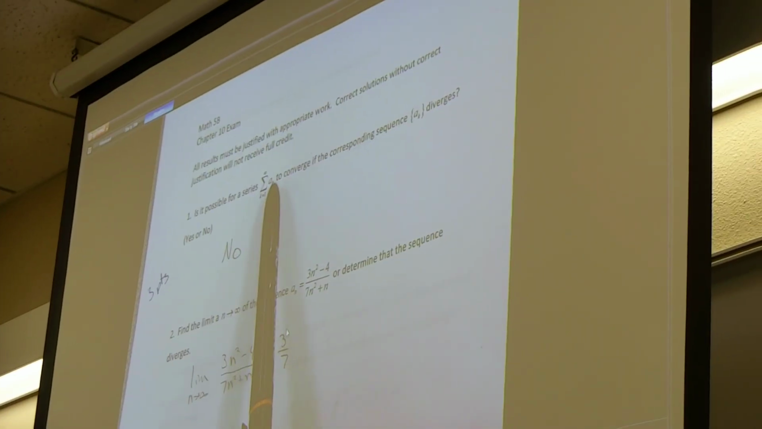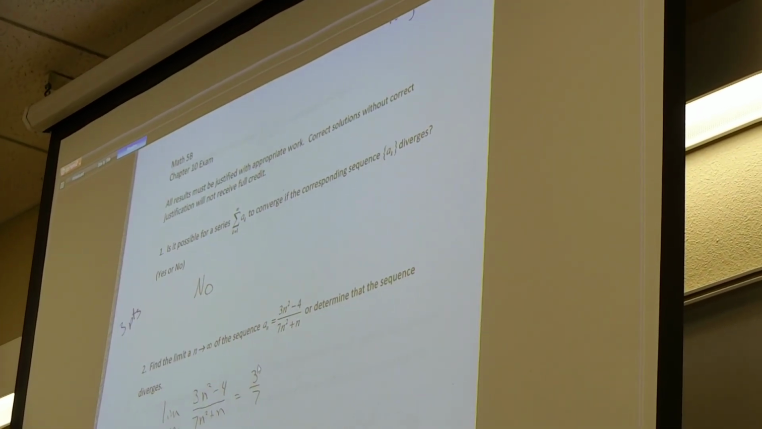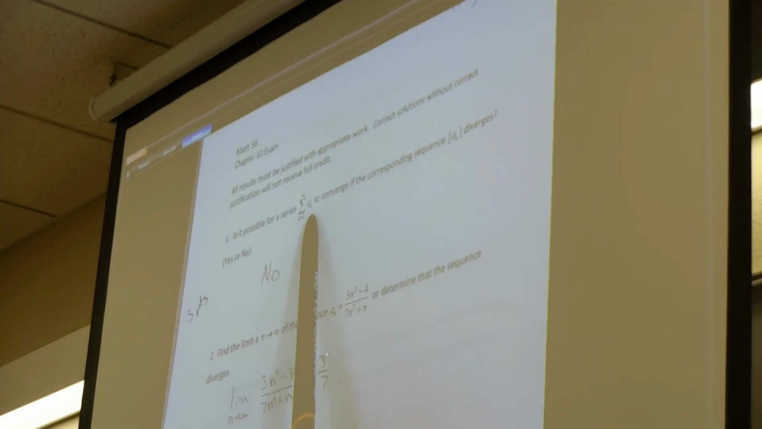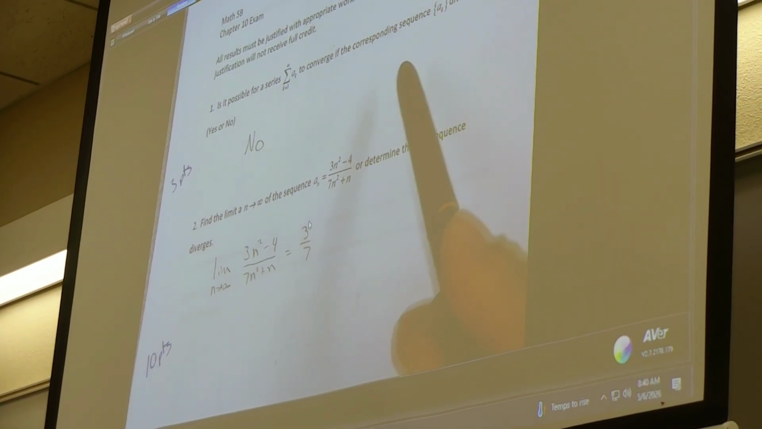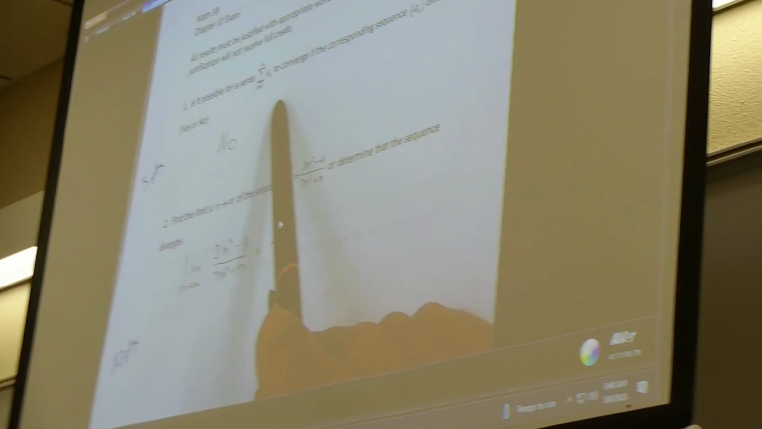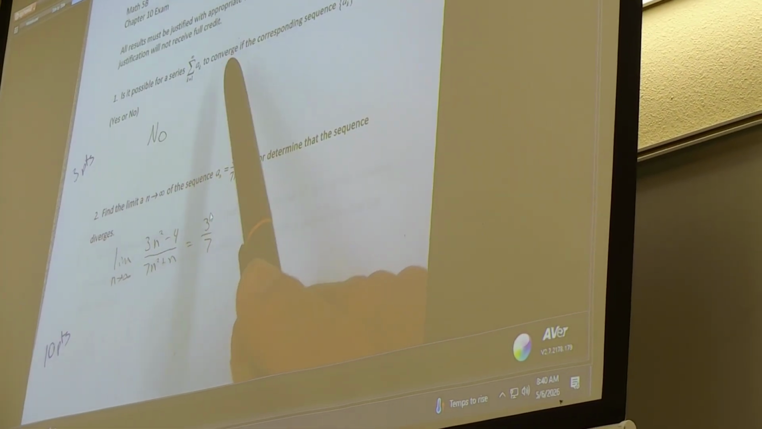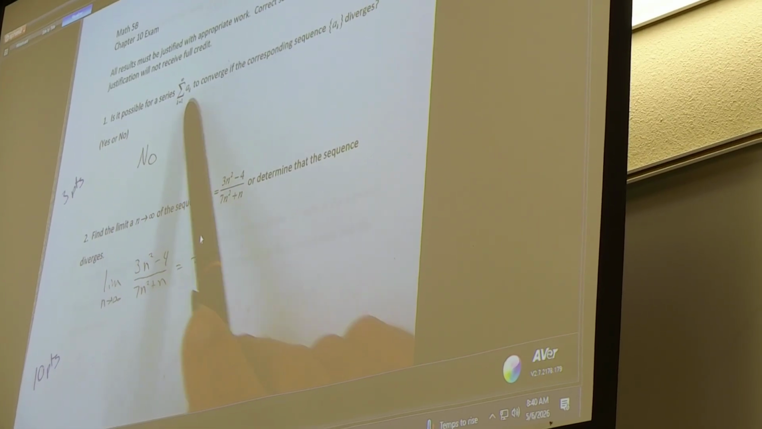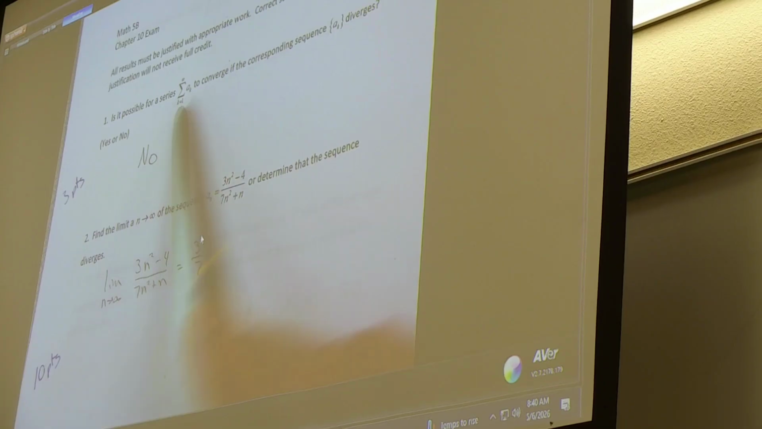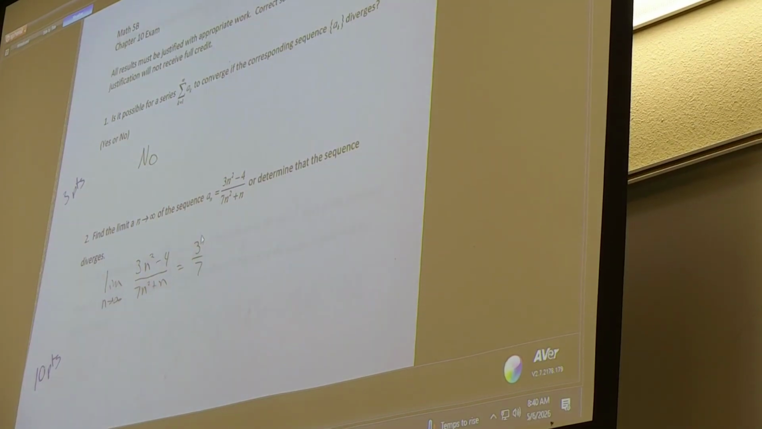For it to have a chance at converging, a sub k has to go to 0. And just because a sub k goes to 0 does not mean it converges, okay? But for it to have a chance to converge, it has to go to 0. So if a sub k diverges, there's no way this can converge. So the answer is no there.